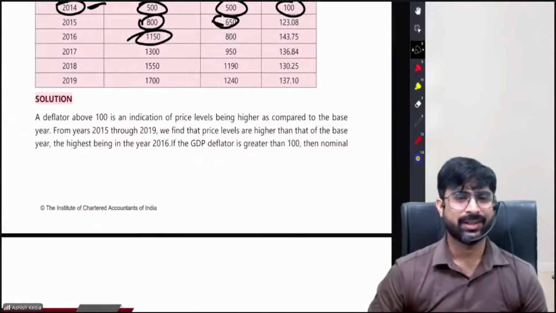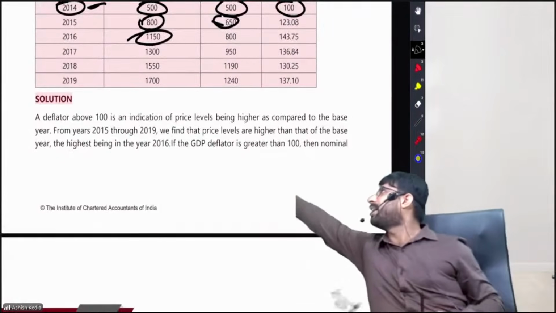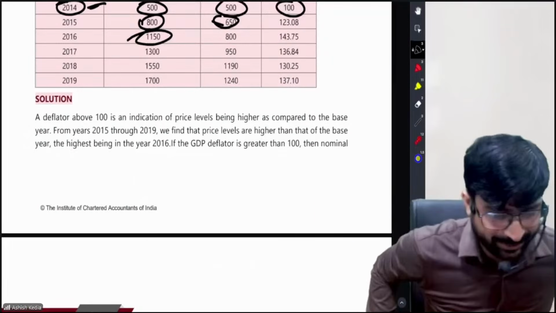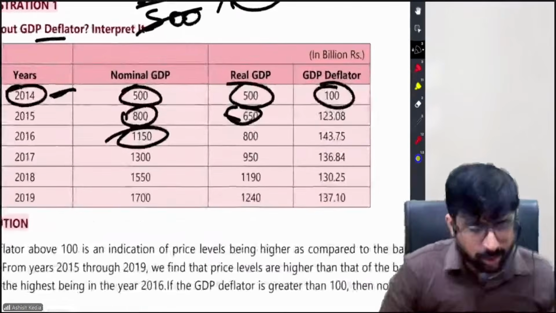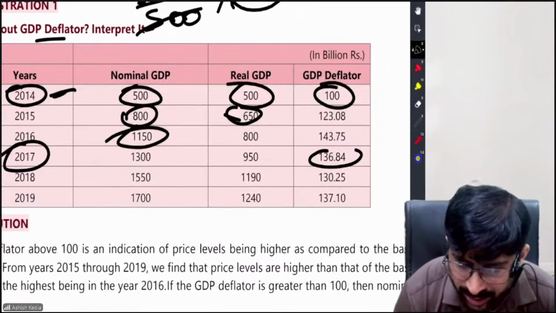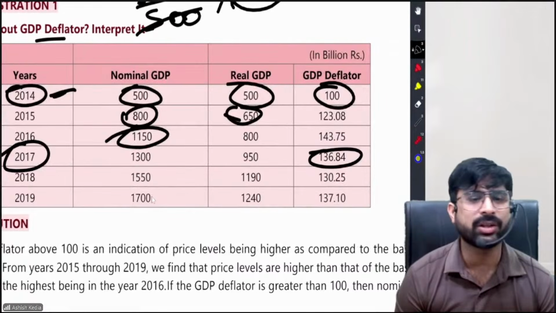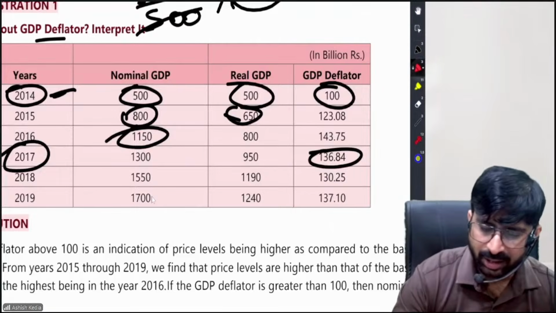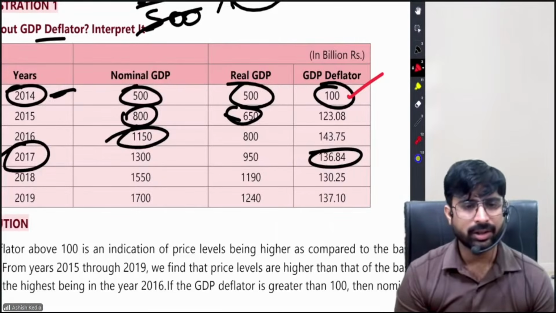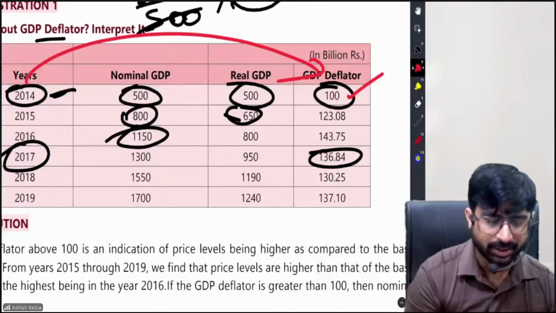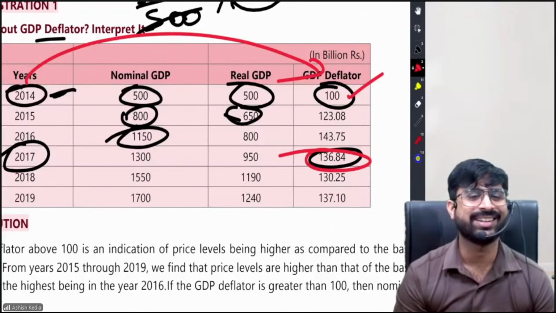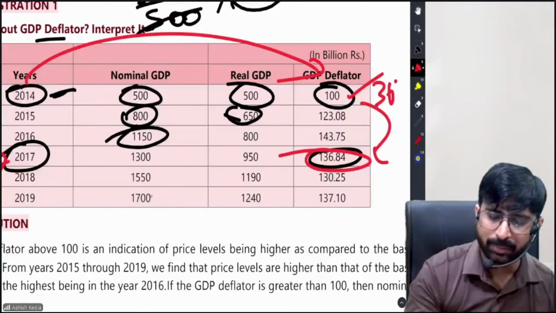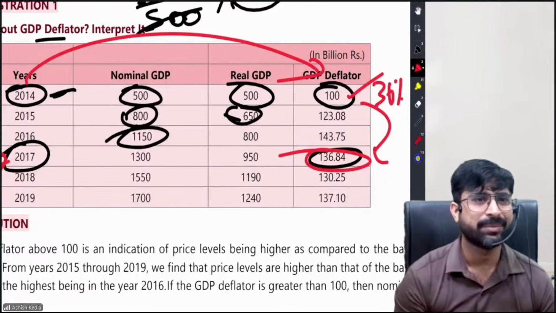Keep doing that. And I told you, deflator is an indication of what? Deflator is an indicator of price level. So, dear students, the 2017 deflator is how much? 136, correct? What does it show, friends? It shows that a commodity which was selling at 100 in 2014 is selling at 136 in 17. So from 2014 to 17, prices have increased approximately by 36%. Basic reading it.